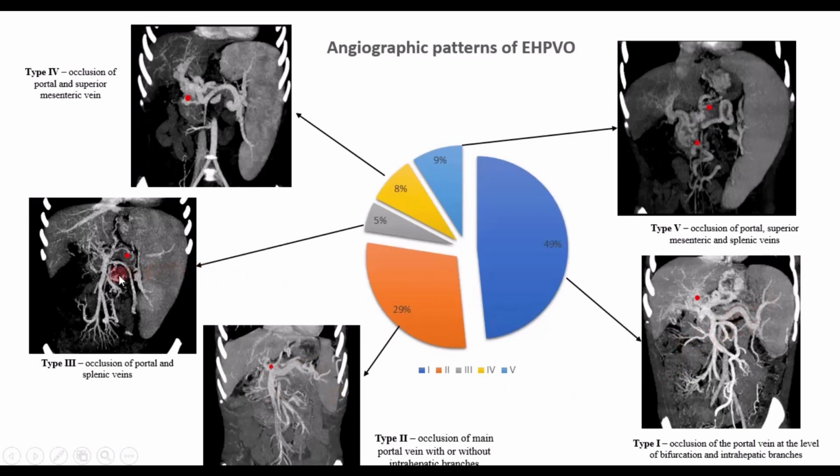The least common pattern was type 3, where the portal vein occlusion extended to the splenic vein, and the type 4 pattern was characterized by portal vein occlusion and superior mesenteric vein occlusion, with a patent splenic vein. The worst, from the surgical point of view, imaging pattern was widespread thrombosis of the portal vein, the type 5 pattern.